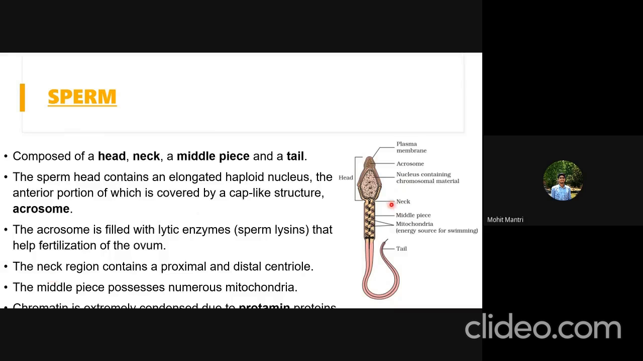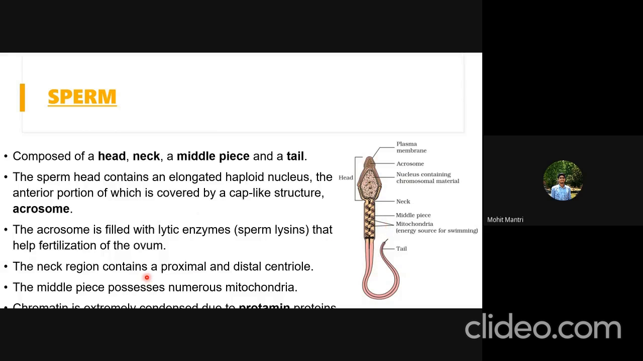So after the head, then comes the neck region. The neck region consists of a proximal and distal centriole, and this centriole is donated to the ovum so that the ovum can undergo second meiotic division. We will see how that takes place later on. Then comes the middle piece, and it contains numerous mitochondria, and these mitochondria are necessary to provide energy for the swimming sperms. And then comes the tail, and each sperm contains a single flagellum, which is known as the tail.